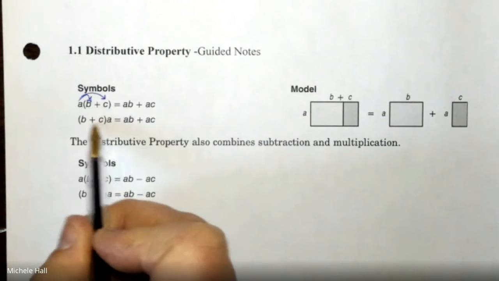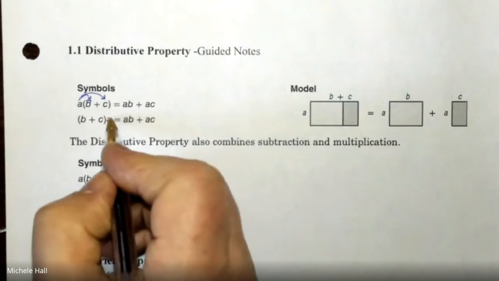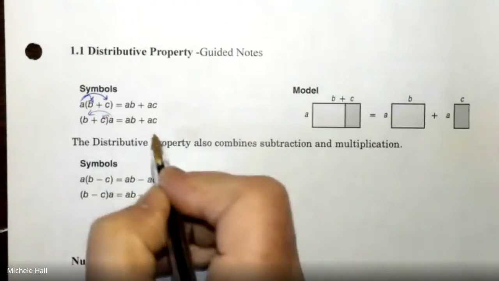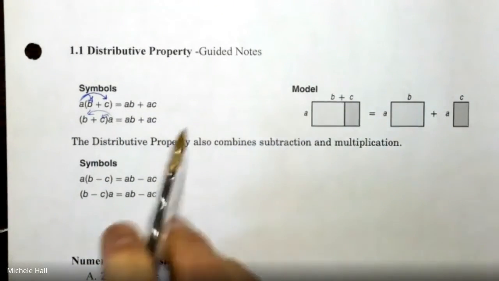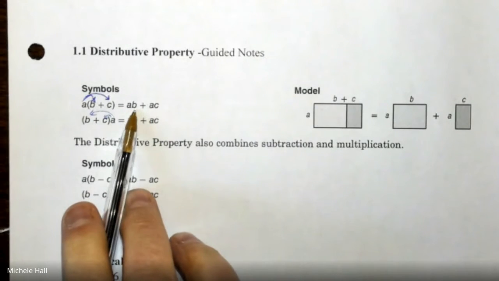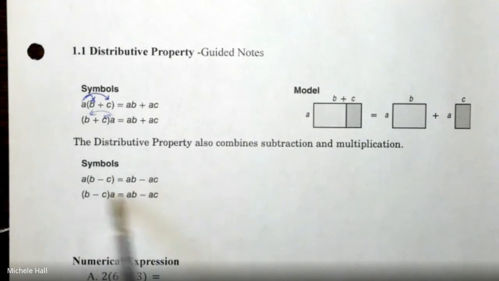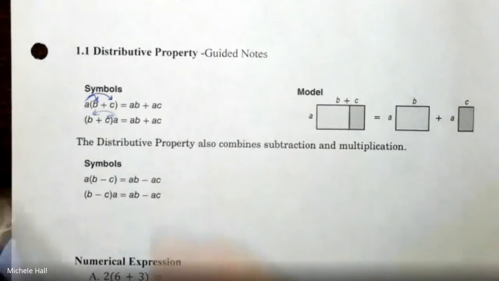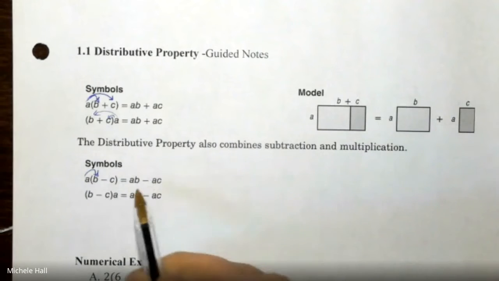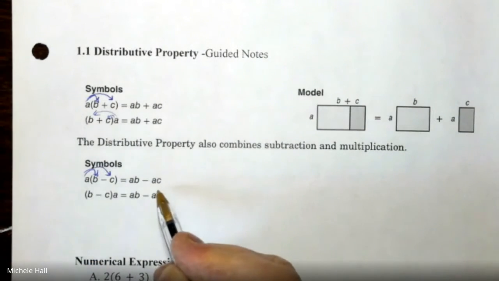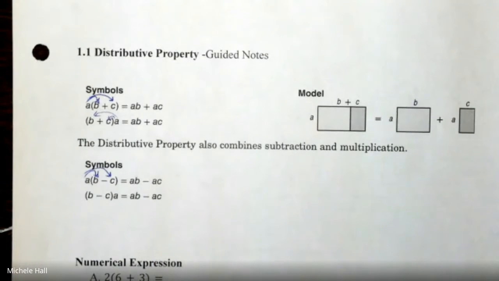It says a parenthesis times A, which means you'd be doing A times B is AB, and then A times C is AC. You go alphabetical order on your variables. A comes before B, A comes before C. Well, we can do the same thing with subtraction as well. A times B is AB minus A times C is AC. So these are the same, except they're adding and subtracting.